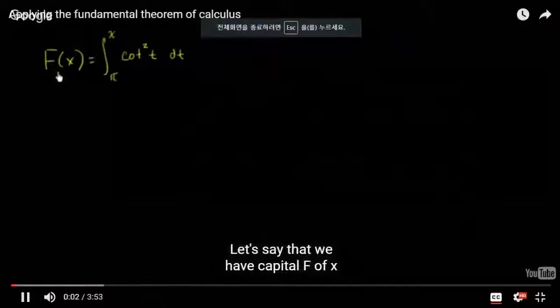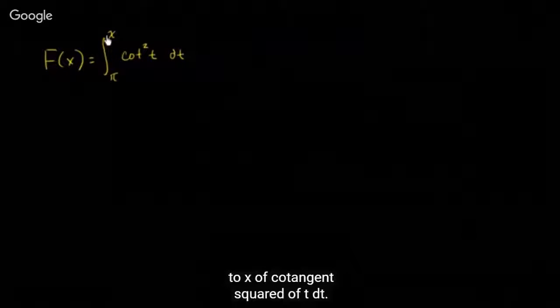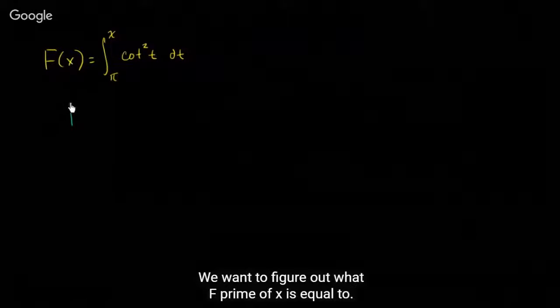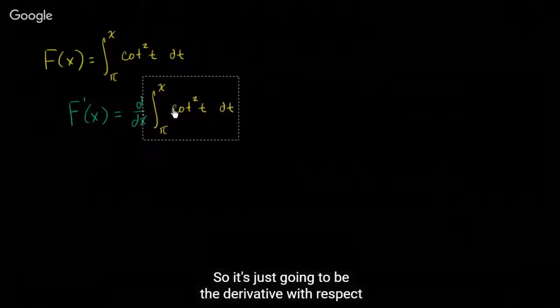Let's say that we have capital F of x as being equal to the definite integral from pi to x of cotangent squared of t dt. And what we're curious about finding is the derivative of this business. We want to figure out what f prime of x is equal to. Well, this is a direct application of the fundamental theorem of calculus. This is just going to be the derivative with respect to x of all of this craziness. So let me just copy and paste that.